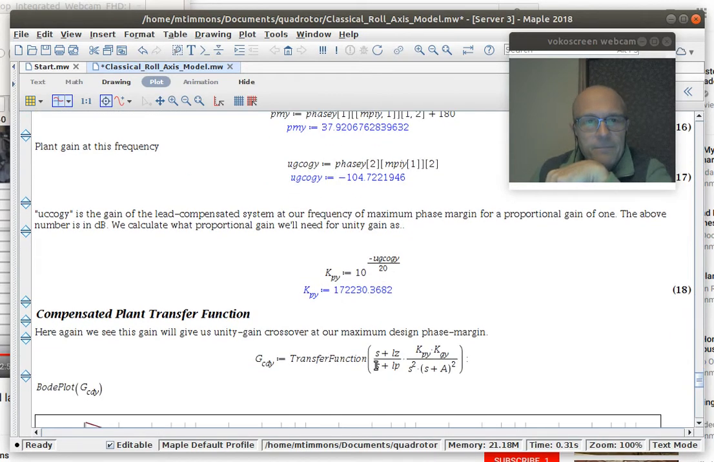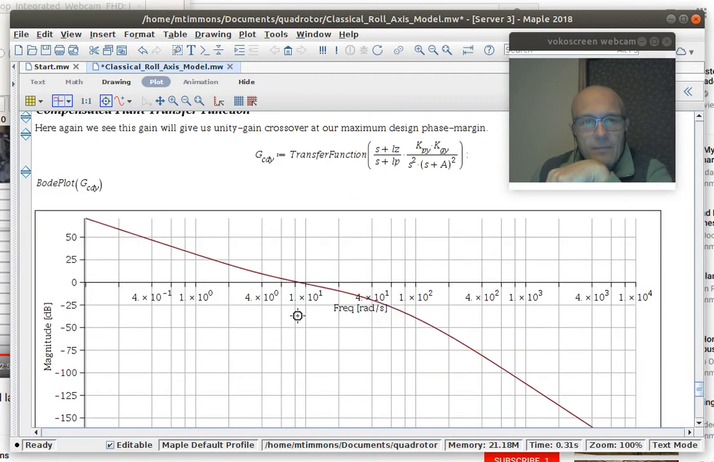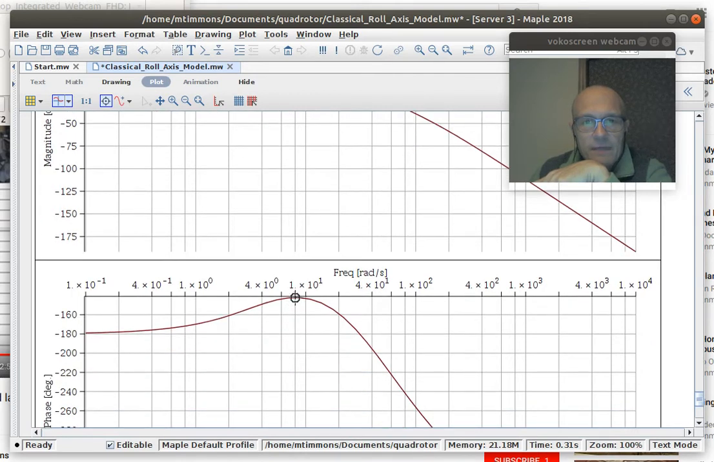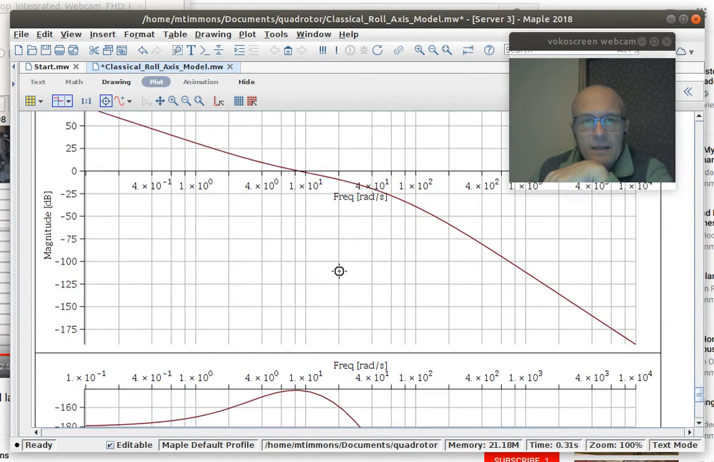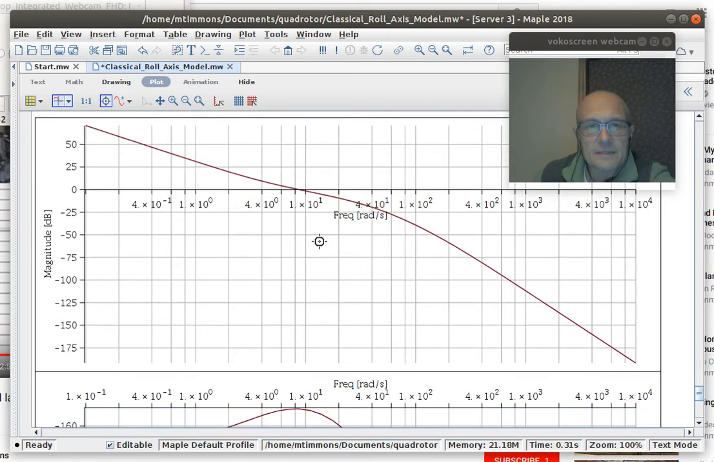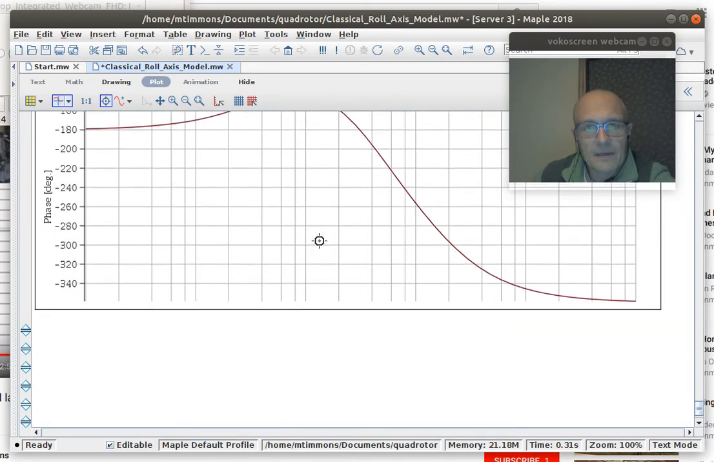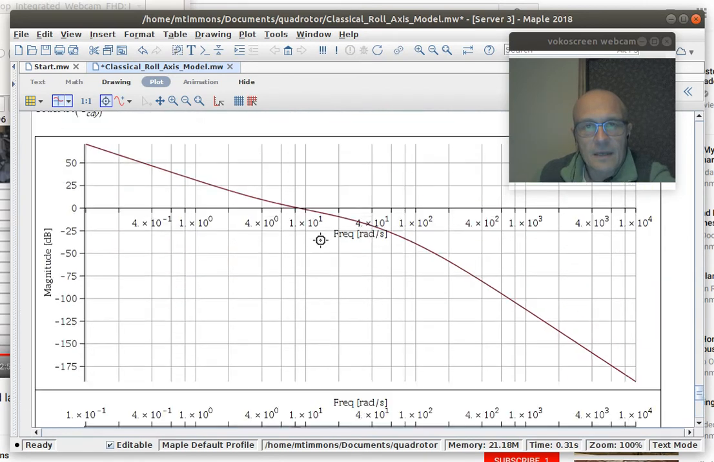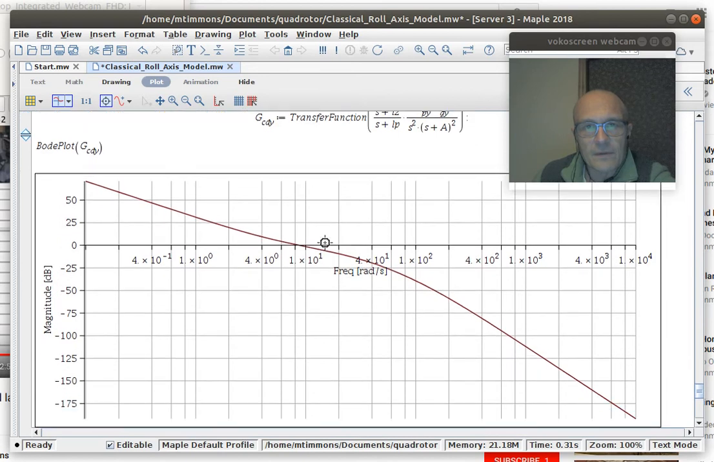And we come up with a Bode plot that looks identical, unity gain crossover at the point of maximum phase margin. And again, it's the same frequency because that lead zero is limited by this second pole out at A in the same manner as the other axes. So that's how we picked our proportional gain term for the roll and pitch axes, and also for the yaw axis.